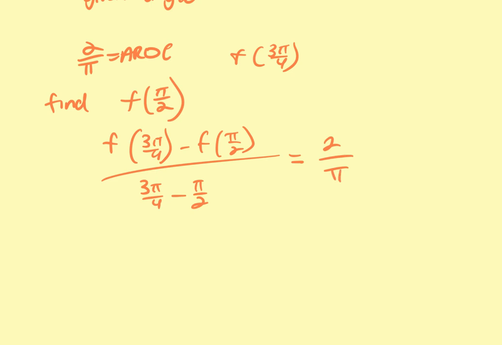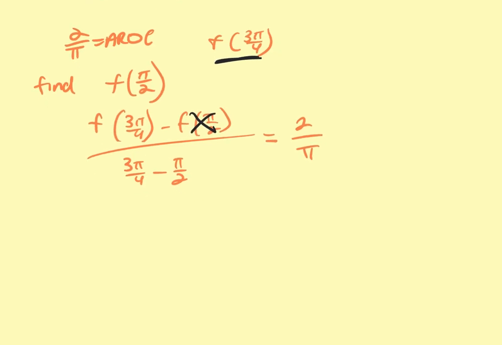So you set the average rate of change equal to 2 over pi? Correct, to whatever you get for the average rate of change. And in this scenario, we don't know f of pi over 2, but we would have found f of 3 pi over 4. We would actually have a value for that.